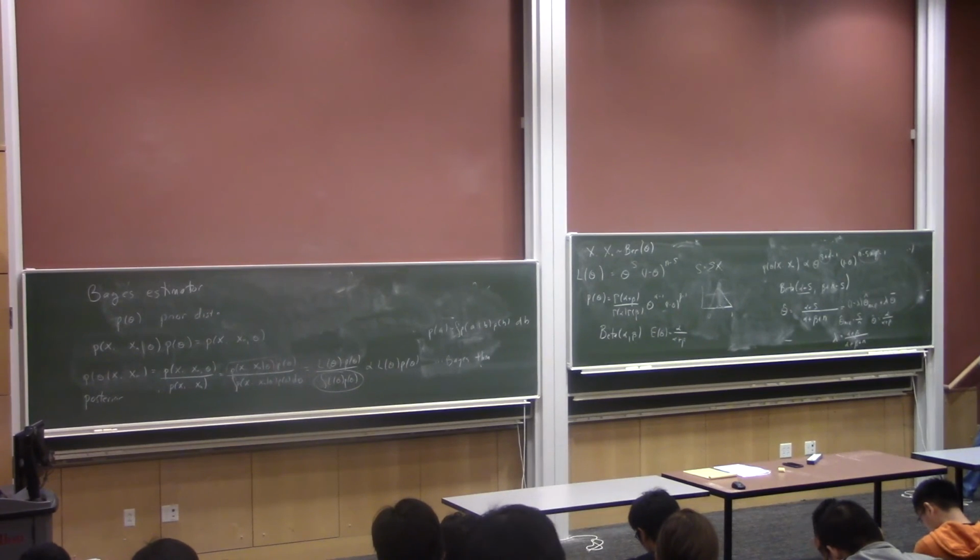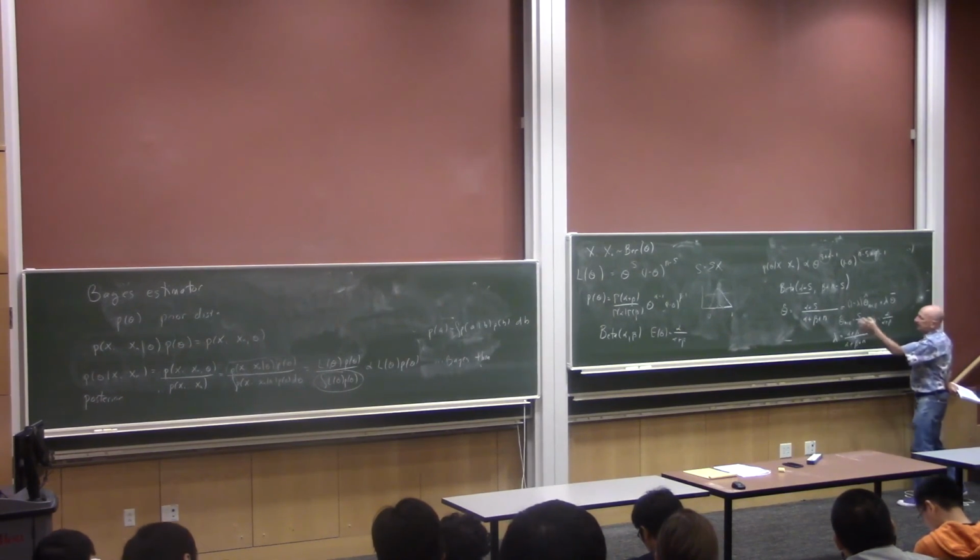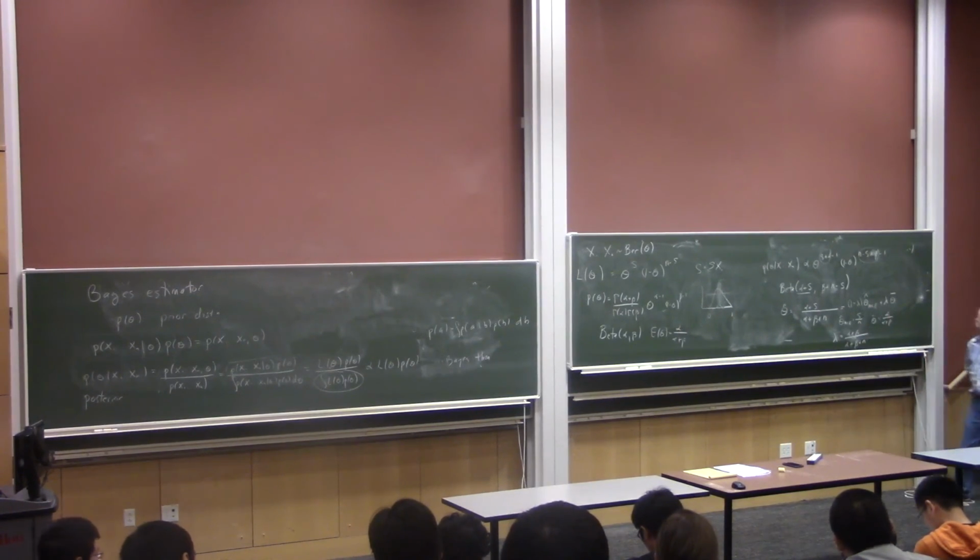And also, what happens to lambda as n goes to infinity? So suppose n was large. What happens to lambda? It goes to 0. So the Bayes estimator will be very close to the maximum likelihood estimator.